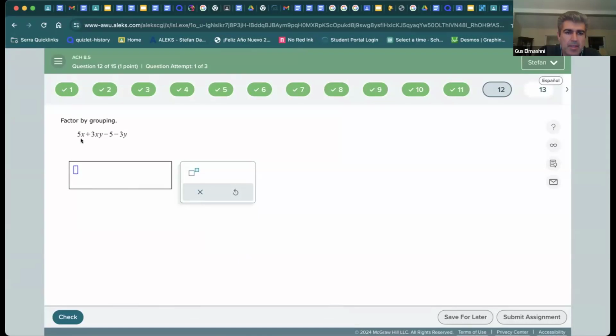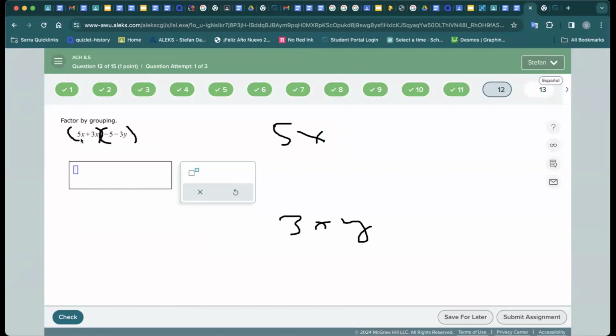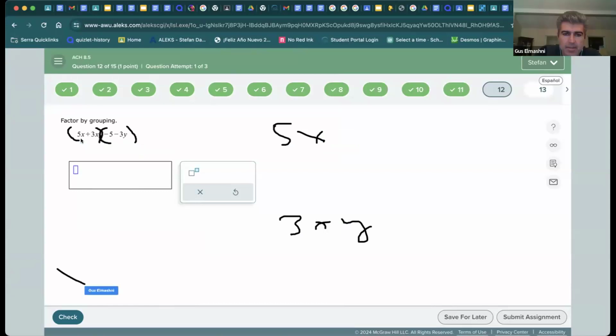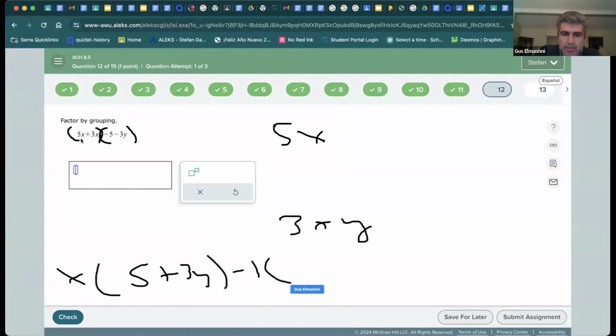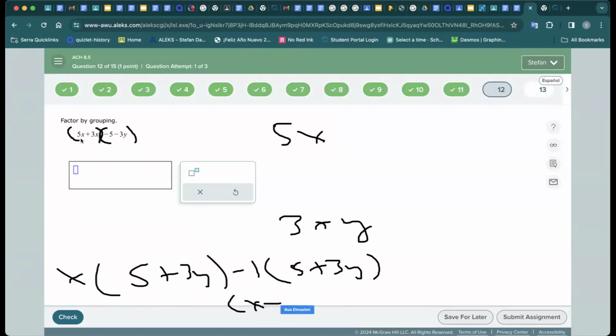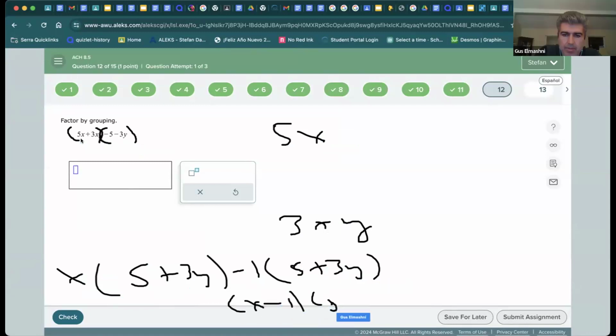Okay, same thing. 5x is 5 and x, and 3x and y. What do they have in common? 5x and x. That's it. So it's 5 plus 3y. That's very easy. And the other one just has a negative, so we pull out -1. X minus 1, 5 plus 3y. There you go.